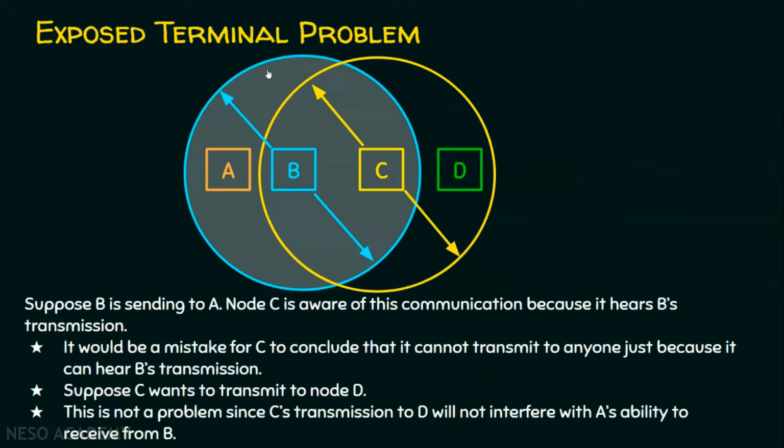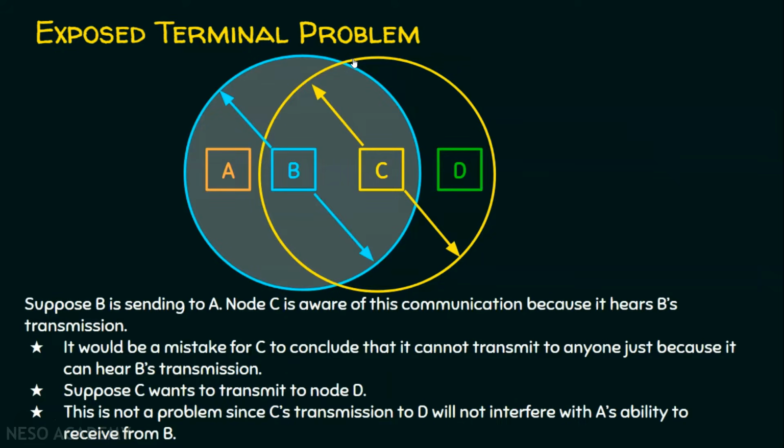And coming to the next problem, which is the exposed terminal problem, B has its own coverage range. In its coverage range, it has A as well as C. When B tries to send some data frames to A, C hears this because C is in the coverage range of B. But C mistakenly concludes that it cannot transmit to anybody else because it can hear the conversation of B. But this is not at all a problem, because C's transmission to D will not interfere with A's ability to receive from B. C mistakenly concludes that there is an ongoing transmission. This problem is called the exposed terminal problem.